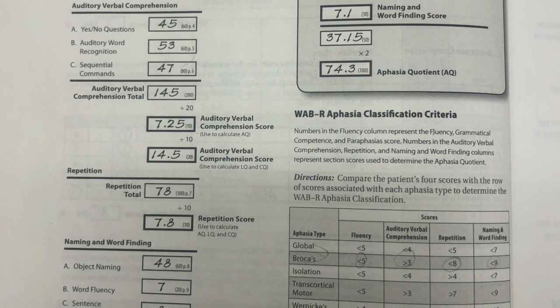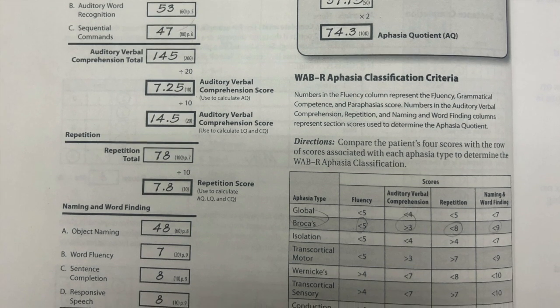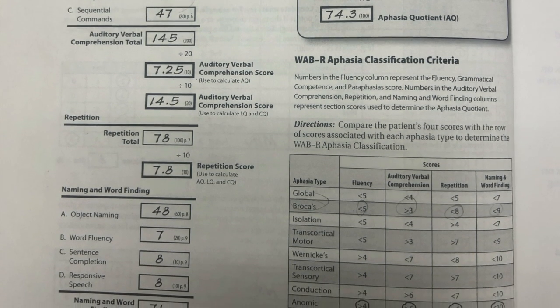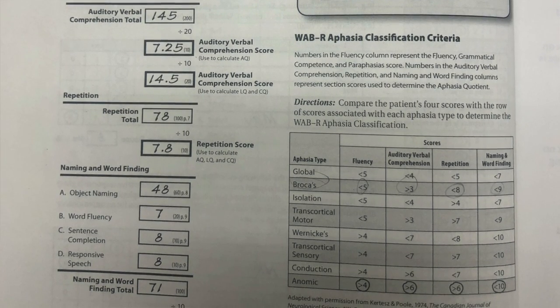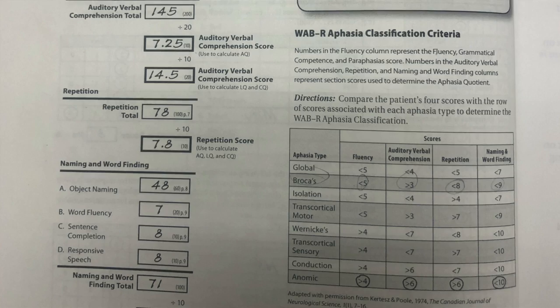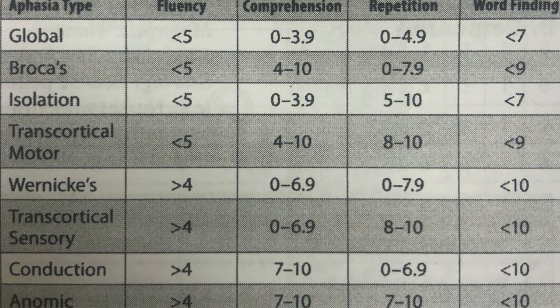The aphasia quotient gives you the severity. 0 to 25 is very severe, 26 to 50 is severe, 51 to 75 is moderate, and 76 and above is mild. The aphasia quotient relates to the type of aphasia, which is found in the test manual and record form.